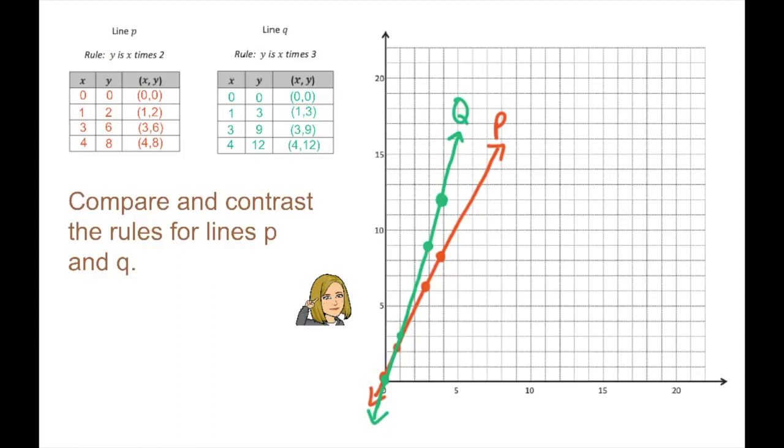Wow, outstanding conversations. I heard a lot of you say that you used all the same values for the x coordinates, but what you were multiplying by was different. So in line Q, we were multiplying by 3, which caused the y coordinates to get higher quicker, which would then cause the line to be steeper. That is amazing work. Let's dive deeper into another rule.